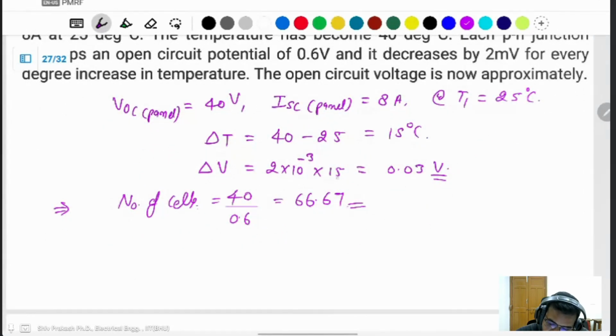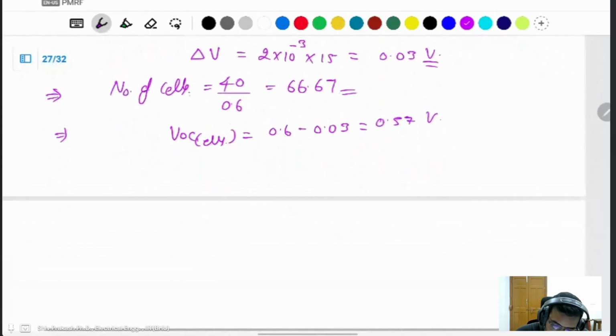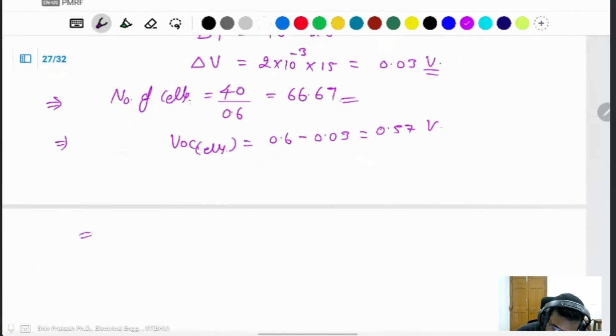Now the change in voltage is 0.03 volt, and previously it was 0.6 volt. Then what is the voltage per cell now? VOC of a cell is equal to 0.6 minus 0.03, which is 0.57 volt. Now the VOC of the panel.